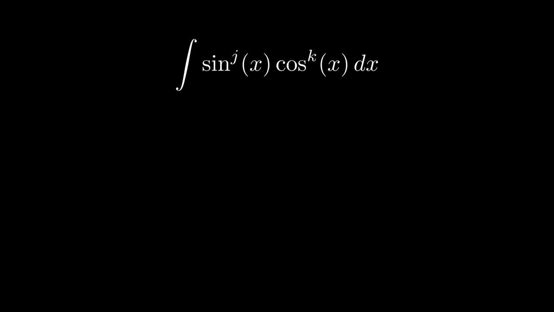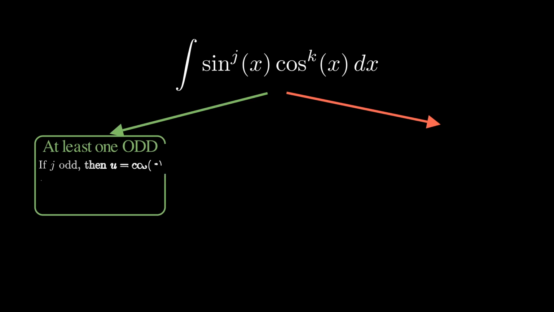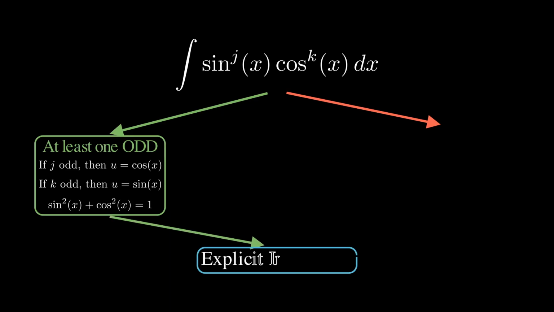In case A, one of the two powers is odd, then we are lucky. Indeed, if j is odd, we use a u substitution u equal to the cosine of x, and if k is odd, instead we use the u substitution u equal to the sine of x. If both of them are odd, we can do exactly whatever we want. At the end, we have to substitute in the result the fundamental relation, sine squared plus cosine squared equal to 1, and then we are ready to integrate explicitly our integral.